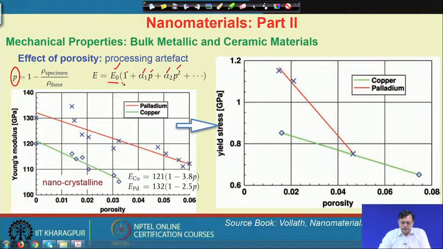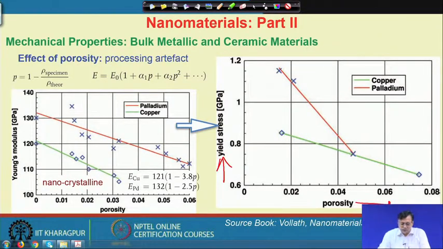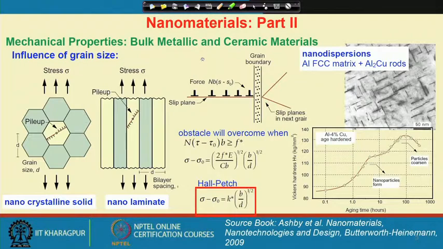Now, is there any effect of porosity not only on the Young's modulus, but also on the strength? Yes, the strength of a metal also depends on the percentage porosity. For the same materials, copper and palladium, you see a sharp decrease of the yield stress. So, one should be very careful during processing of nanomaterial, so that the processing produces almost 100% or near theoretical density.